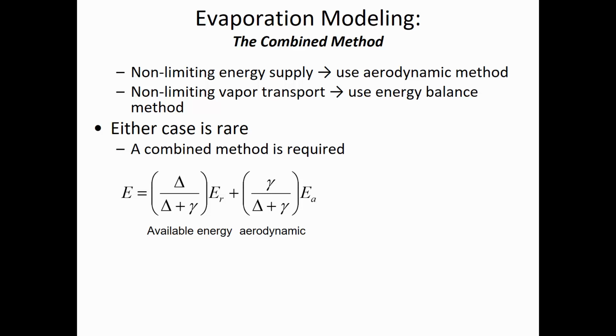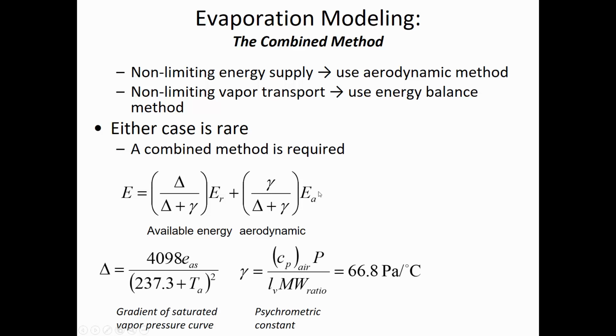So the combined method allows us to come up with a weighted average between the energy method and the aerodynamic method. And it uses these averaging coefficients that vary based on the air temperature and based on this psychrometric constant, which is slightly affected by the temperature of the water, because the latent heat of vaporization varies based on the temperature of the water. This full combined method doesn't add too much complexity to the problem, although you have to know like the molecular weight ratio for air and water.